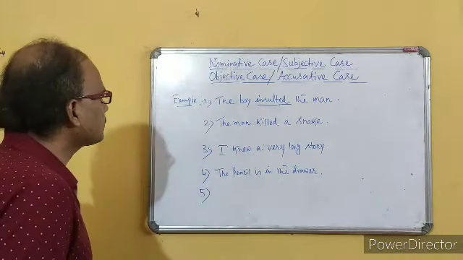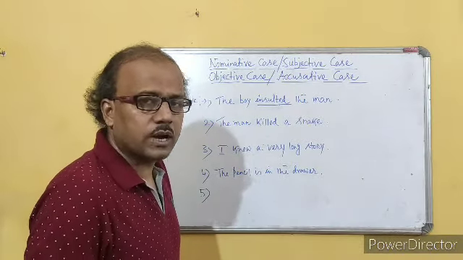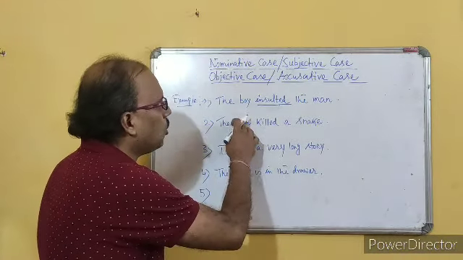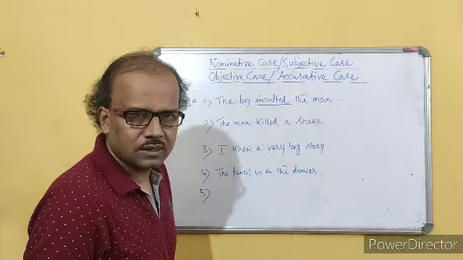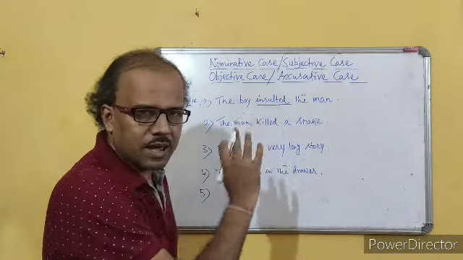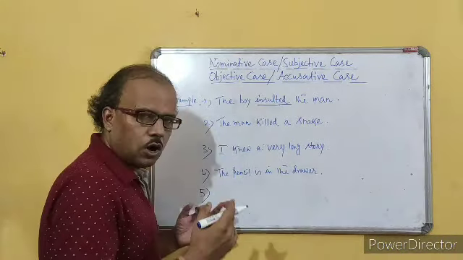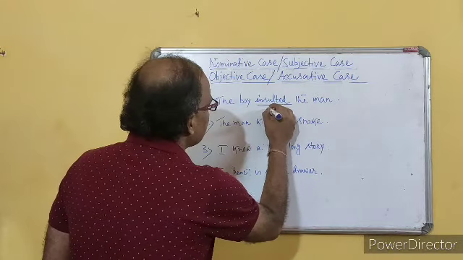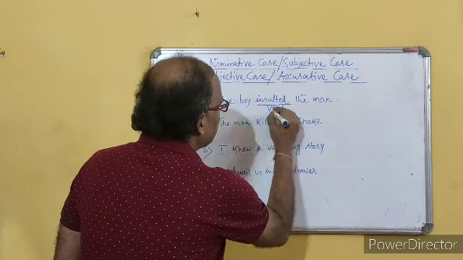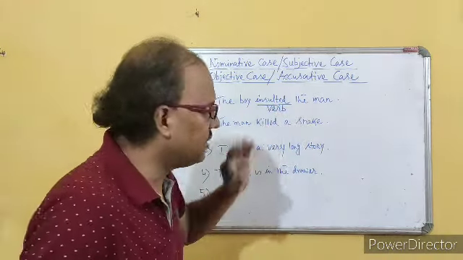Look at the board. Number one example. The boy insulted the man. We all know that insulted here in this sentence is the verb. So insulted is the verb.